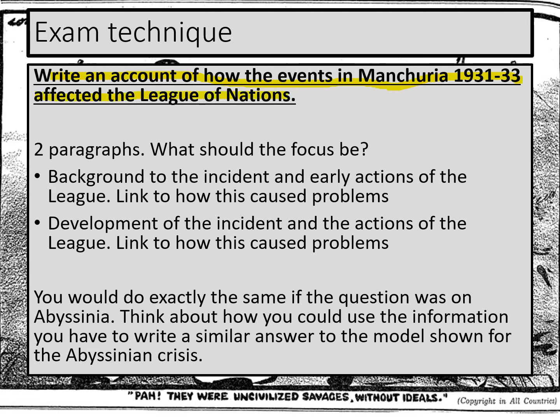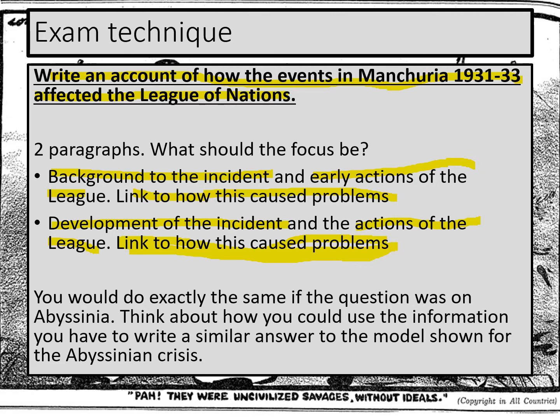Well, you do 1 paragraph on the background to the incident and the early actions of the League. What did they do at the start? And link to how this caused problems for the League, how it affected the League of Nations. And then you develop that incident in the second one and talk about what happened next and those later actions of the League, and also link this to how this caused problems for the League of Nations, how this affected the League of Nations, so you're making it relevant. There is no conclusion needed here.